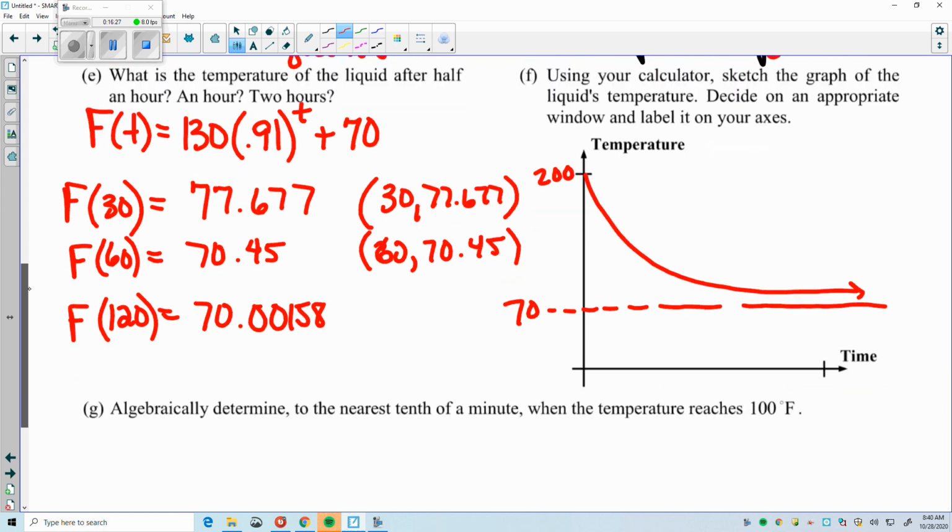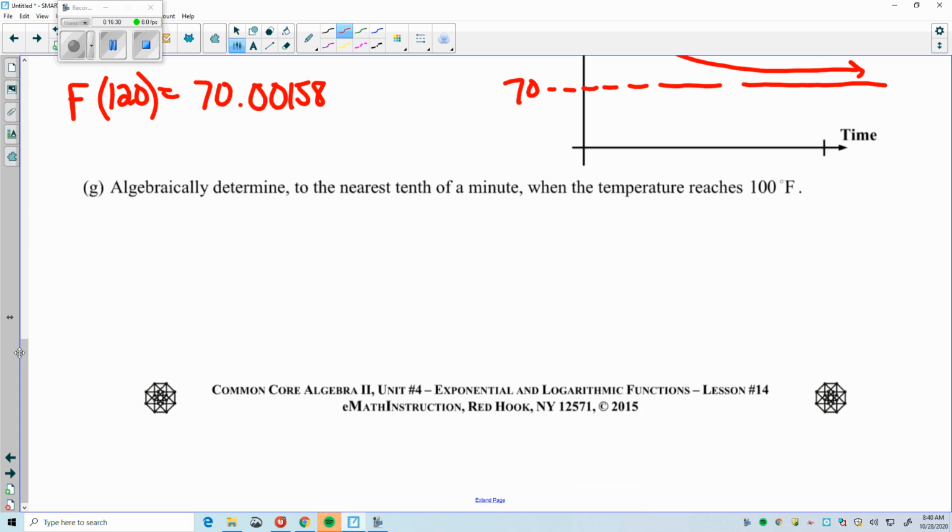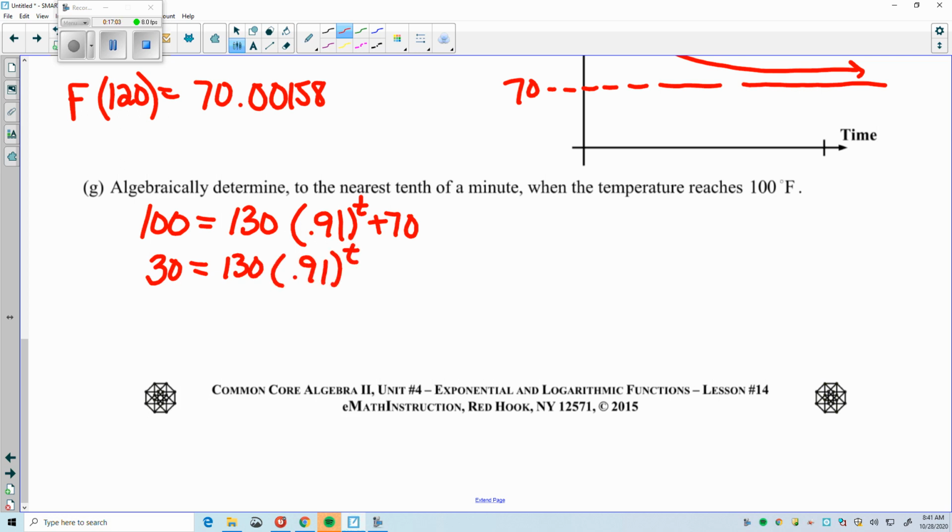Okay? So very last thing, it's saying algebraically determine to the nearest tenth of a minute when the temperature reaches 100. Okay, so we're going to go back into the formula that we found up in letter E. And if it needs to reach 100, I need to set that equation equal to 100. So we're going to use that equation. And now we're going to solve. So step number 1, we're going to subtract over the 70. So I'm going to have now 30 is equal to 130 times 0.91 to the t.